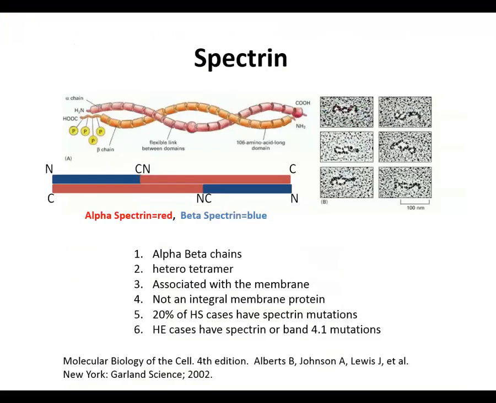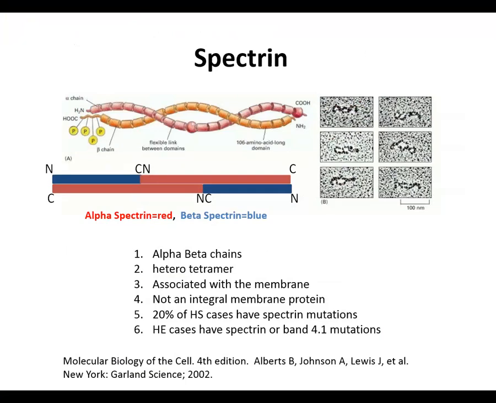The top left figure shows the association of an alpha spectrin, shown as a red coil, wrapping around a copy of the beta spectrin, which is shown in orange. A pair of these coiled alpha-beta dimers associate to form the heterotetramer, which is shown in the bottom left panel. The right panel shows the raw data from an image made by electron microscopy.